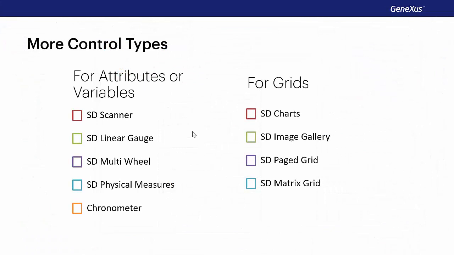There are many more controls that we can use in our applications. For example, for attributes or variables, we can use SD Scanner to read data from a bar or QR code. SD Linear Gauge to display information in linear or circular ranges. SD Multi-Wheel that shows a wheel to set the values. SD Physical Measures, which is very useful when we work with physical measurements such as temperatures, weight, or volume measurements. And finally, a stopwatch, which will allow us to execute events automatically when a certain time is met, for example.